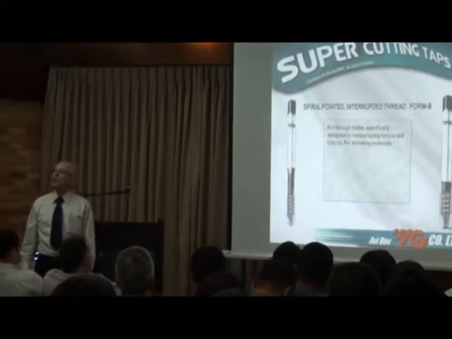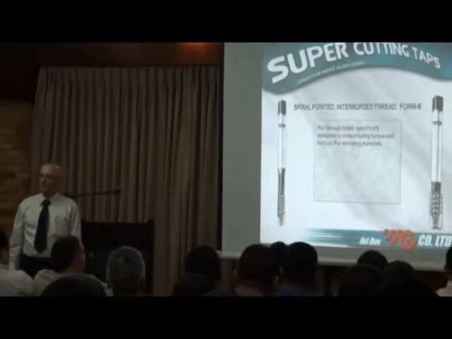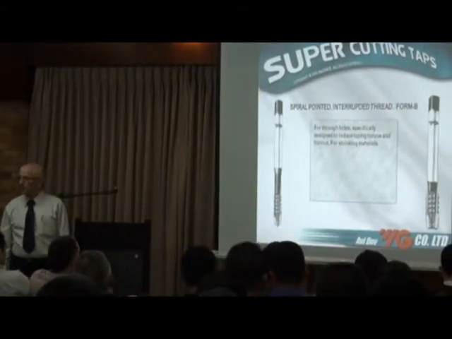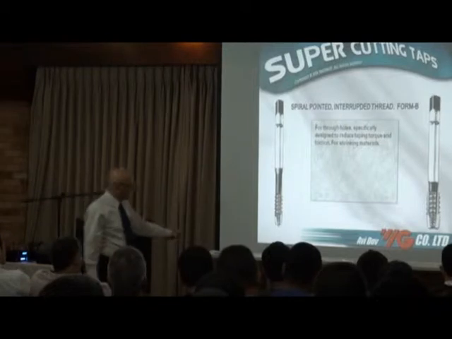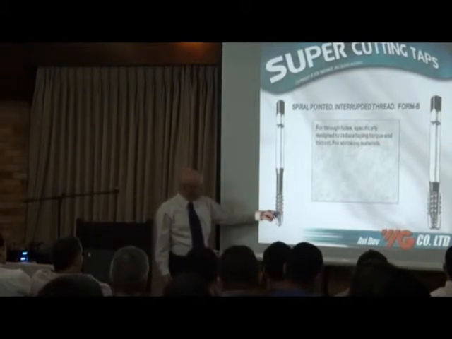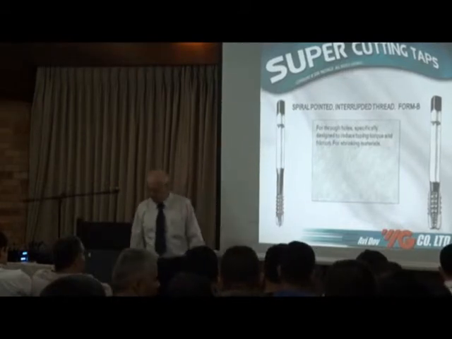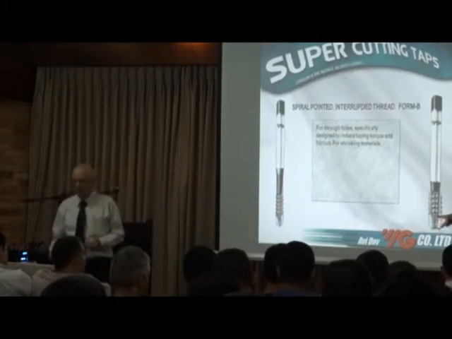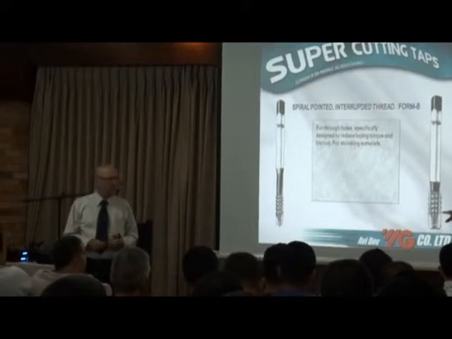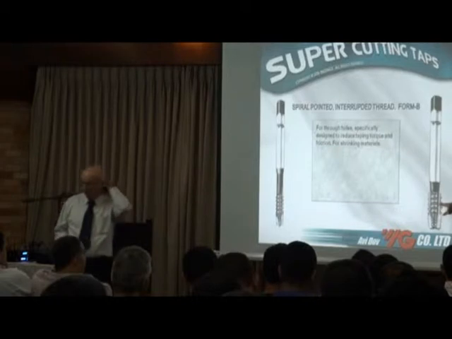Then we have the interrupted tap. This type of tap, after the chamfer, we remove one tooth and one tooth cover. One tooth is removed and the next is left.